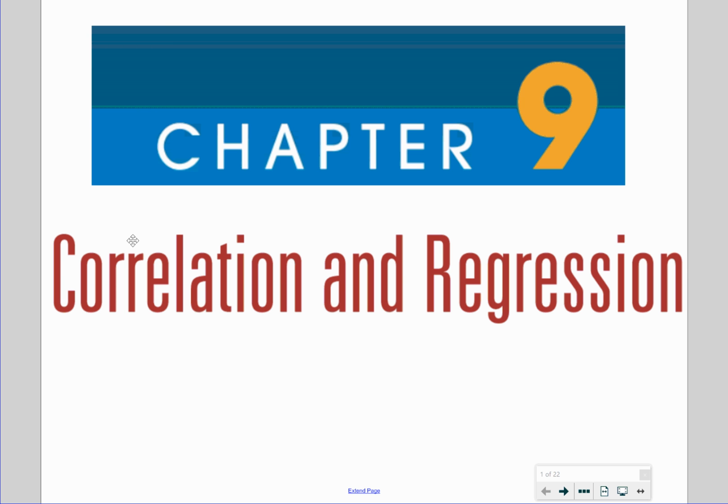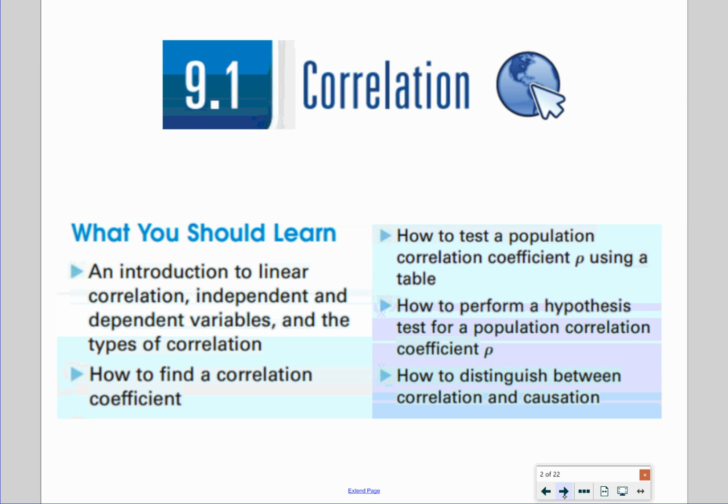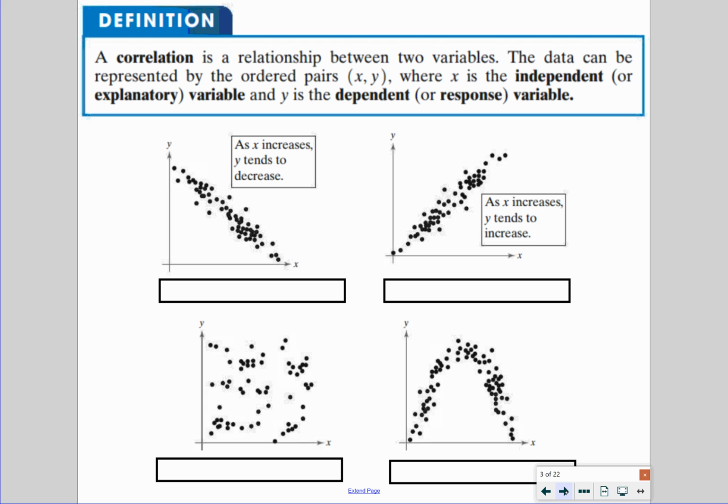All right, so next 3 days, we're gonna do chapter 9, correlation and regression. The first section is mostly just about our correlation, and the regression is the line that goes along with that correlation that we'll talk about in 9.2. All right, so correlation is a relationship between two variables, x and y.